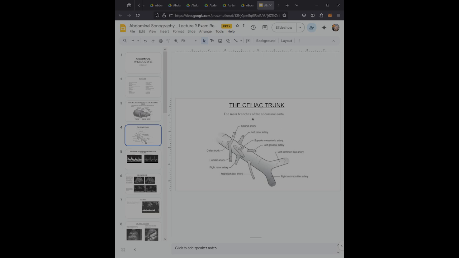So you can see branches of the abdominal aorta. The first branch is the celiac trunk, branching into the hepatic artery, splenic artery, and the left gastric artery. Then we have the right and left renal arteries. Then we have the superior mesenteric artery, the left and right gonadal arteries, and the left and right common iliacs.